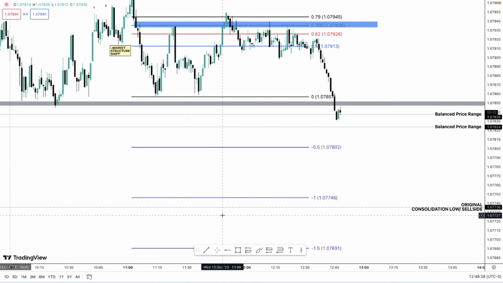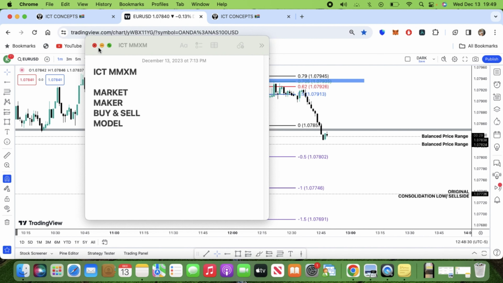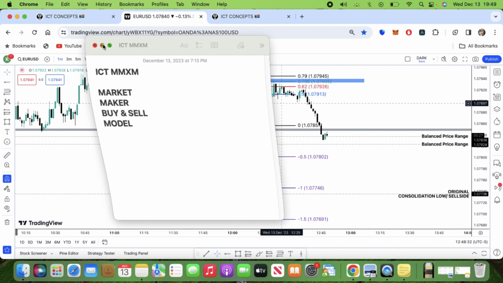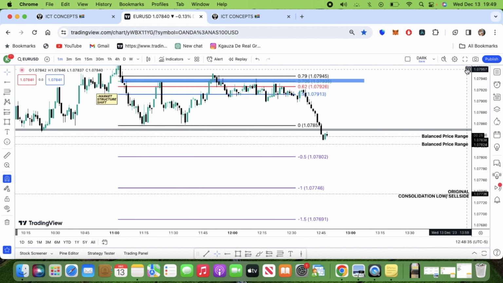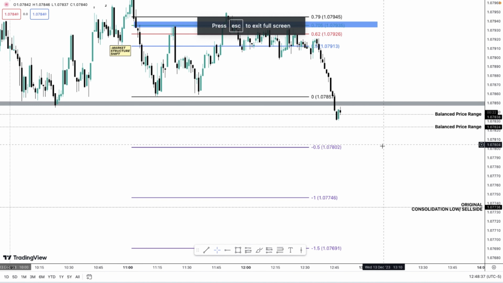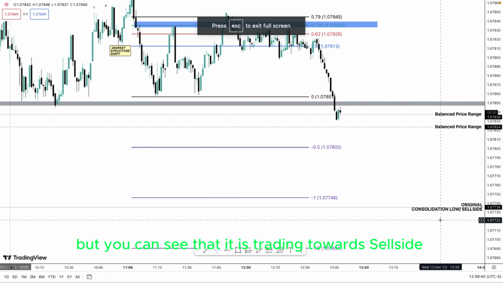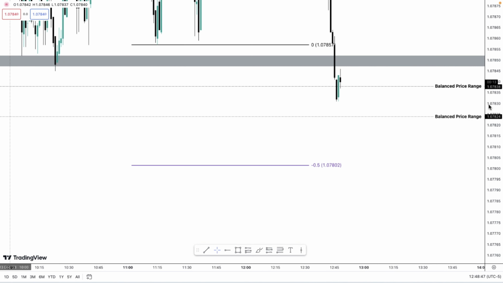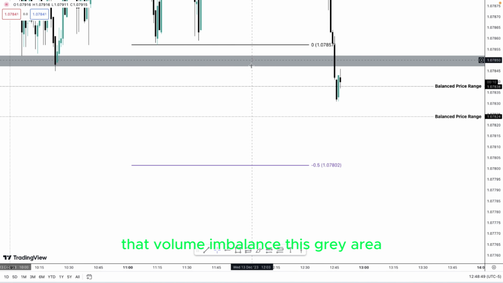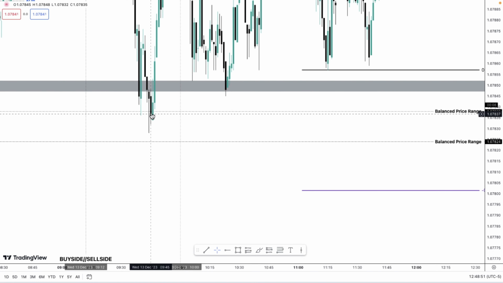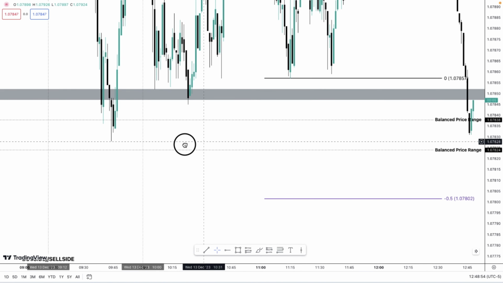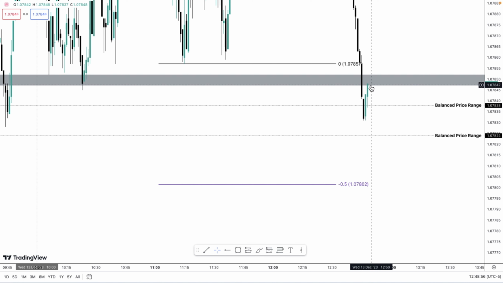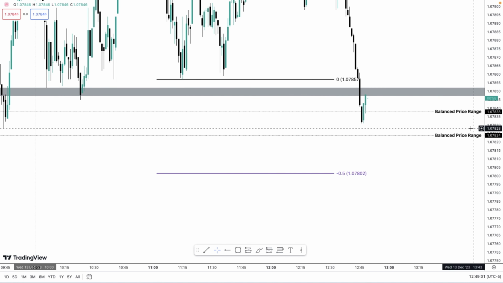I've shared enough, guys. Even in the live environment, you can see that. Obviously, now it means that I have to wait before I can speak. But you can see that it's trading towards sell side there. It's creating a favorable gap there. It traced to it there. Do you remember that volume imbalance, this gray area? Remember we were using it as a buy entry at some point. Right there, you can use it as a sell entry and be confident that price will trade to your target.